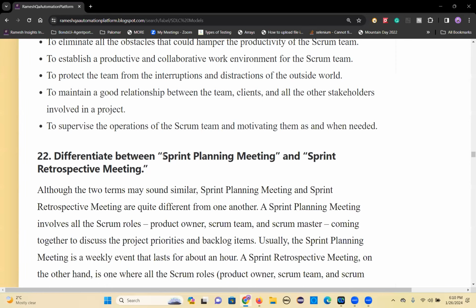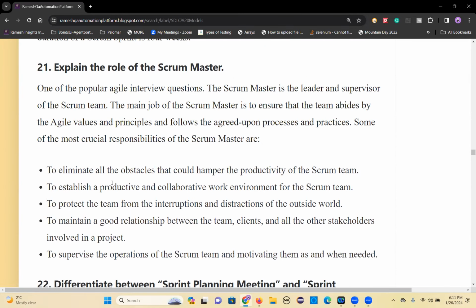Okay. So can anybody tell the difference between a sprint planning meeting and a sprint retrospective meeting? Any idea? In the sprint planning meeting, the user stories are defined and we provide our user story points. Tasks will be assigned. And the sprint retrospective happens at the end of the sprint, or at the end of the PI planning. What I have done in the past, what needs to be improved, and everything will be discussed in the sprint retrospective.